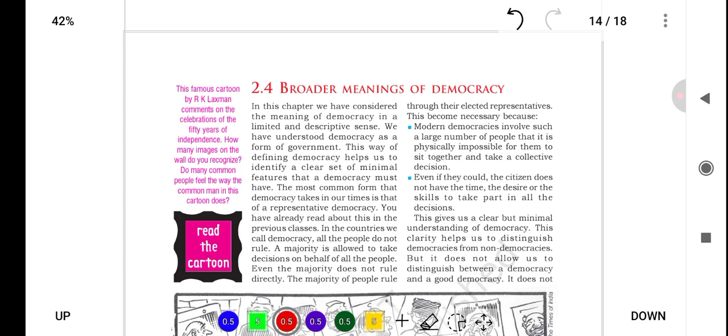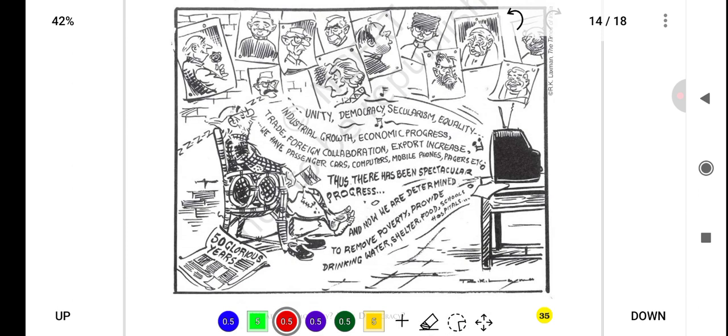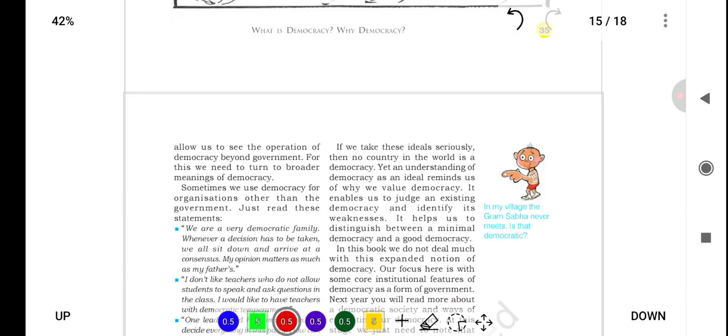So now we'll discuss broader meanings of democracy. Below, a cartoon has been given, whose description has been given on the left side of this page. Read the cartoon.